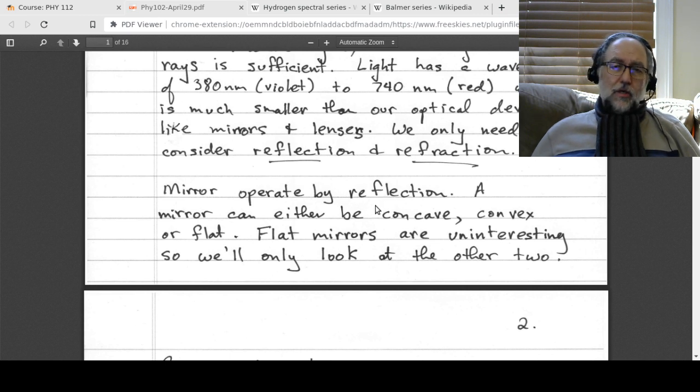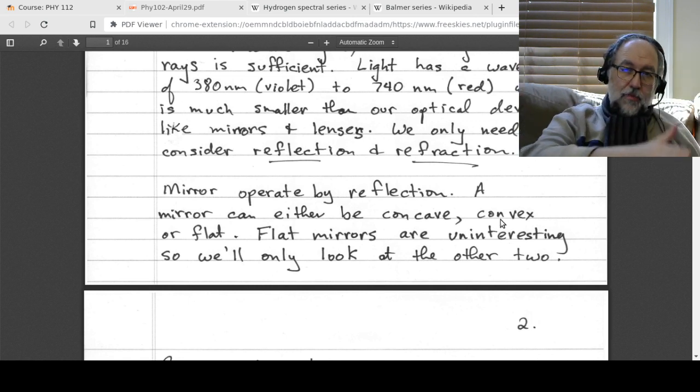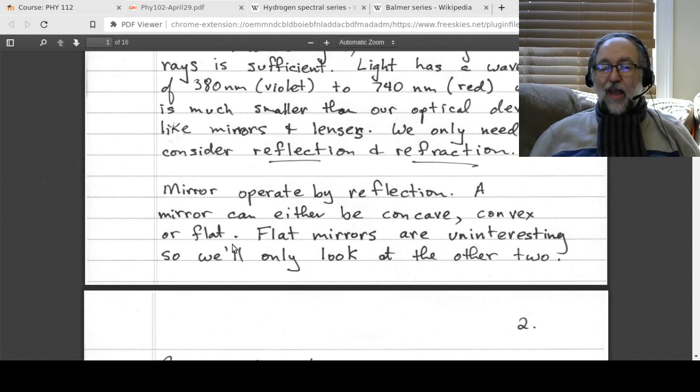The light will come in and impinge on the mirror, and the rays will bounce off such that the incident angle will equal the reflected angle, as they bounce off. I guess you could have many shapes to your mirror, but there are three shapes that we're going to look at. One of them is uninteresting. There's a concave mirror, and there's a convex mirror. They both have a rounded shape to them. And there's also a flat mirror.